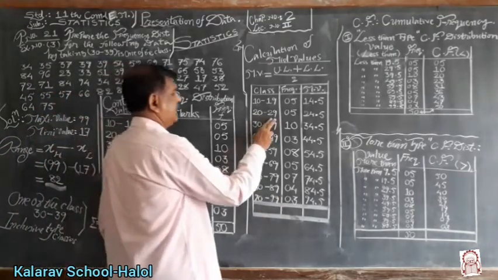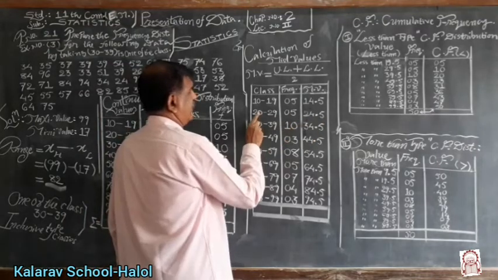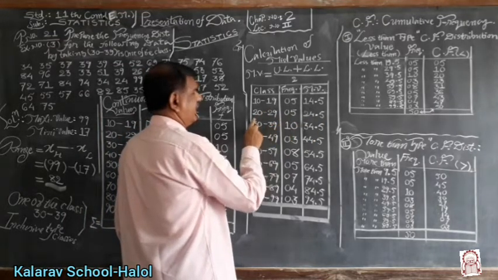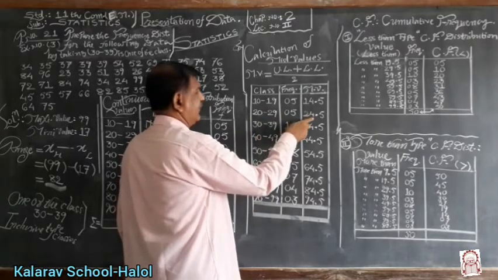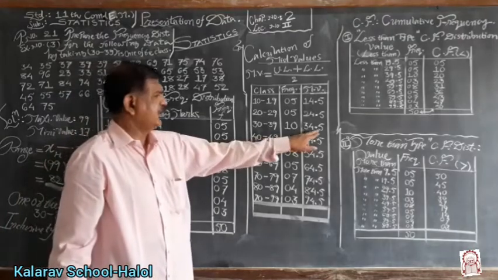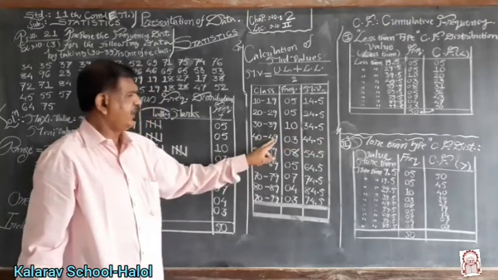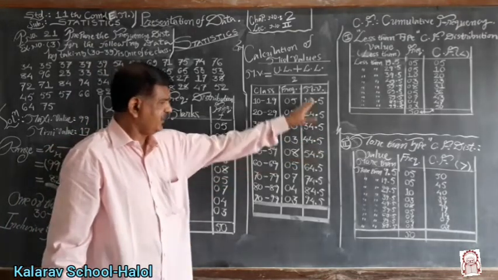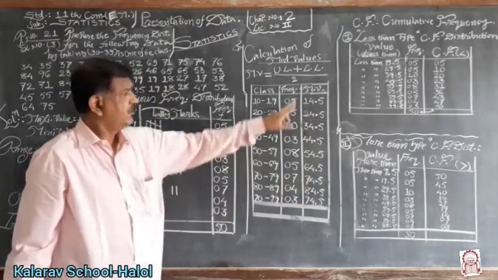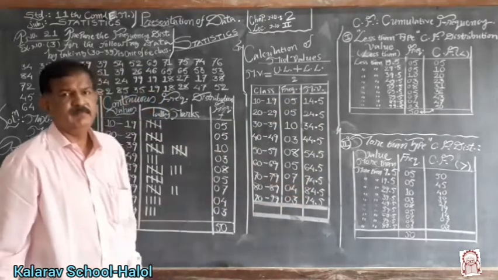20 to 29, mid value is 24.5. Addition of these two numbers is 49, and 49 divided by 2. If you divide this total by 2, it becomes 24.5. 30 to 39, mid value is 34.5. 40 to 49, mid value is 44.5, and so on. Please calculate properly. Calculation of mid value.